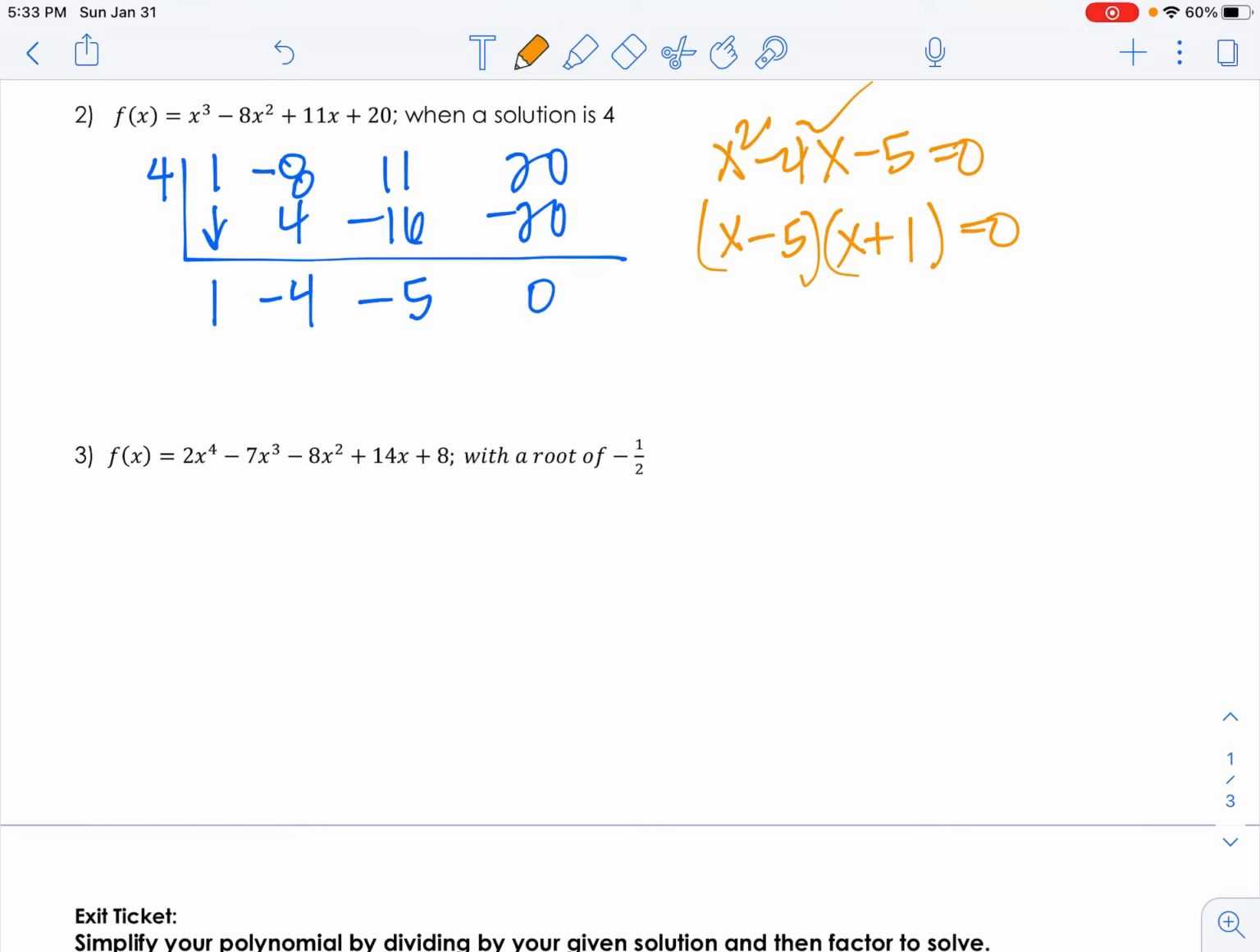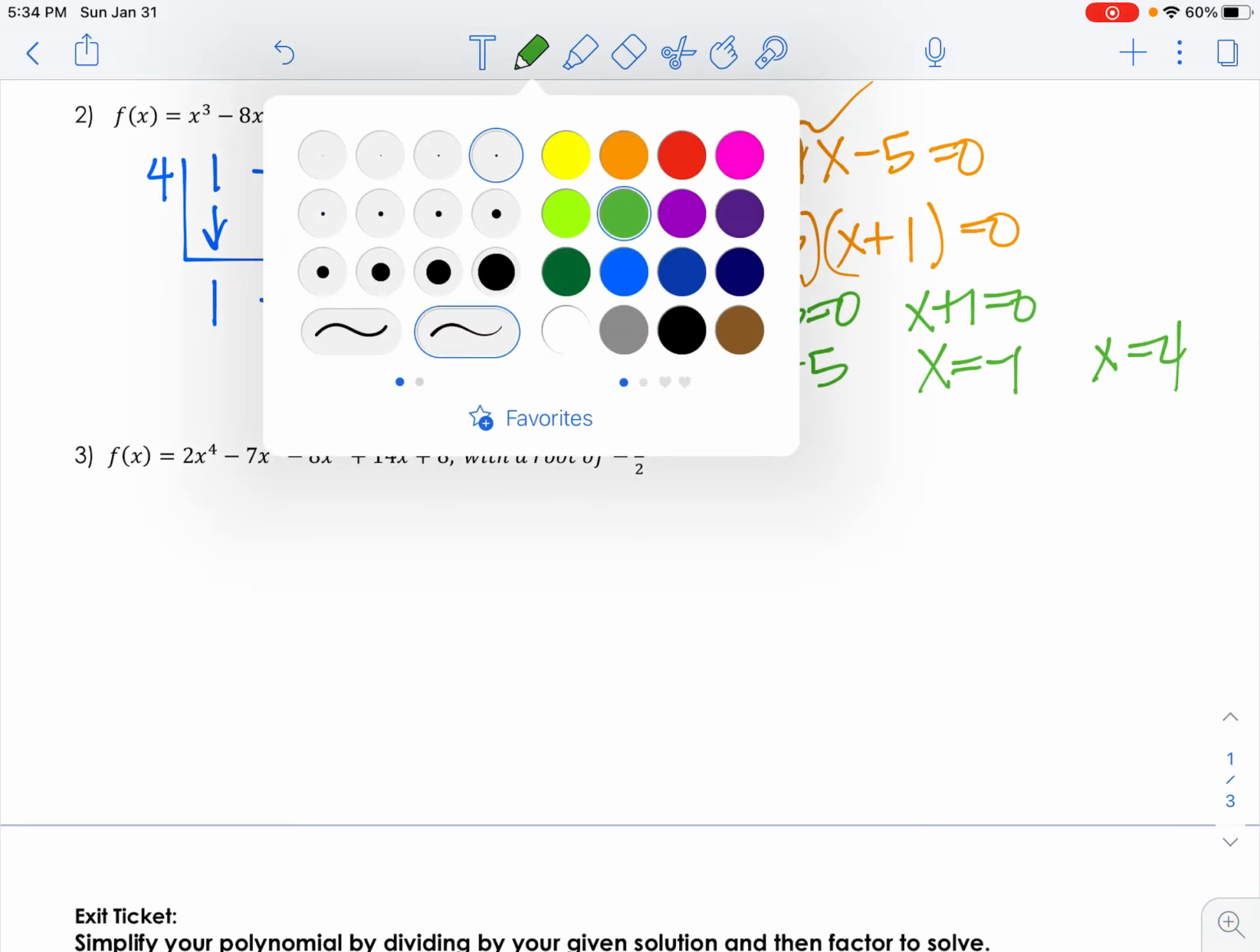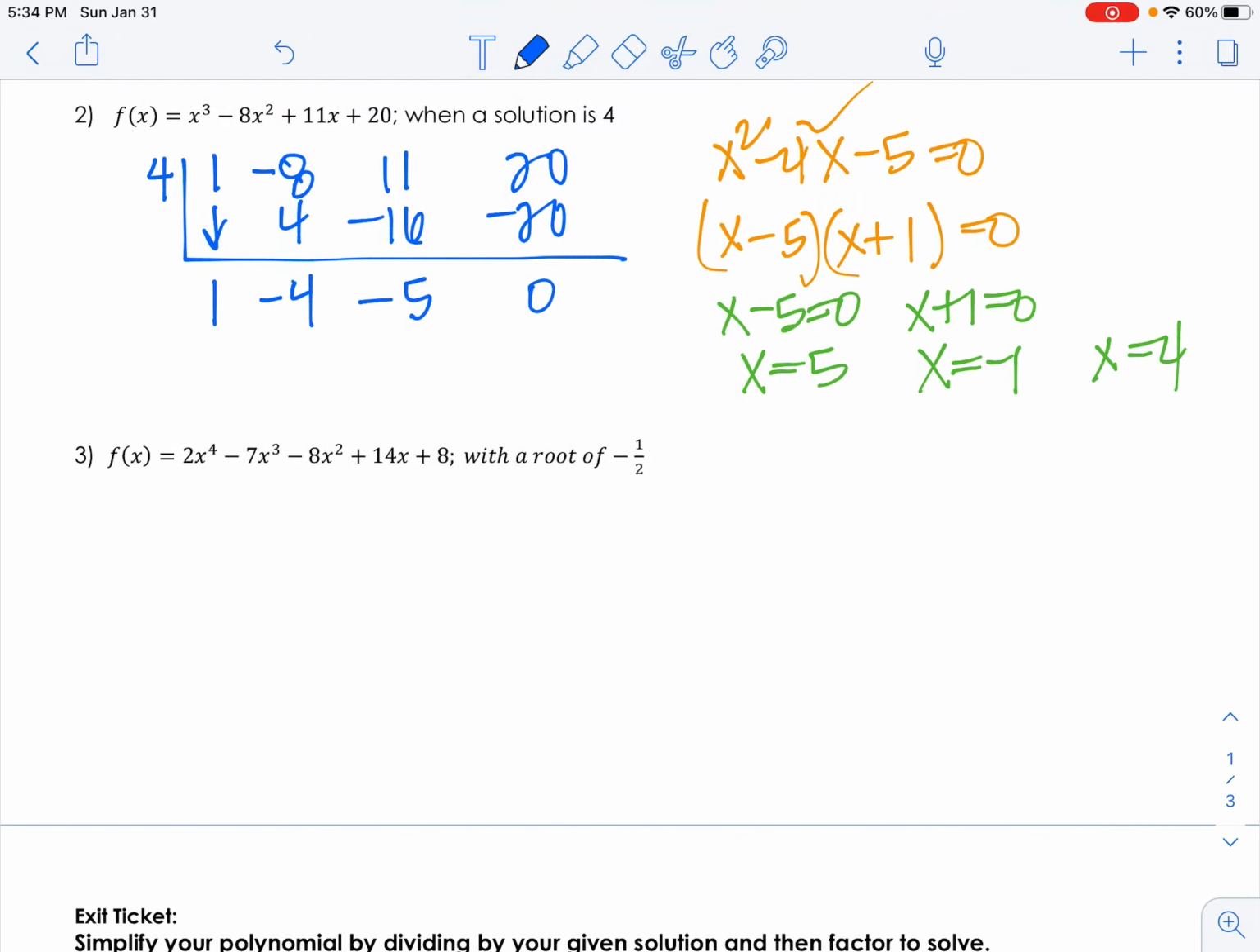Okay, now I set my factors equal to 0 and solve. x is 5, negative 1, and we already knew x was 4. Now this one is a little different, right? I tell you a root is negative 1/2. Don't be afraid of multiplying or dividing by a fraction.